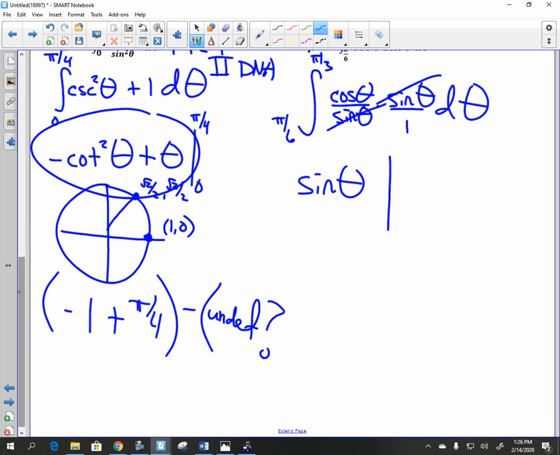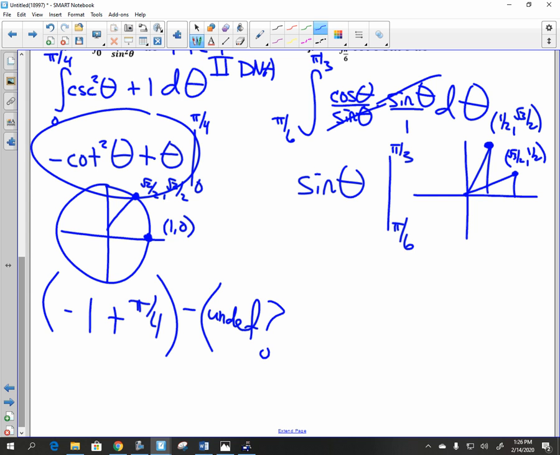Are you sure? Here's how you check. You look at your answer. What's the derivative of sine? Cosine, which is what you want. There we go. So I evaluate sine of theta at pi over 3 and pi over 6. So at pi over 3, what is my terminal point at 60 degrees? And at 30 degrees, it is... Is sine the x value or the y value? Sine is the y value. So therefore, you have root 3 over 2 minus 1/2, which is (root 3 minus 1) all over 2.